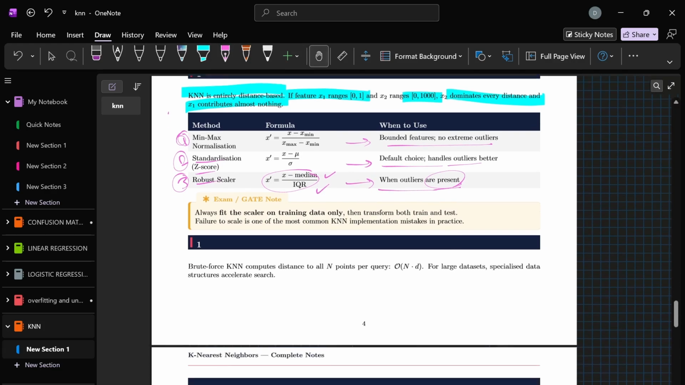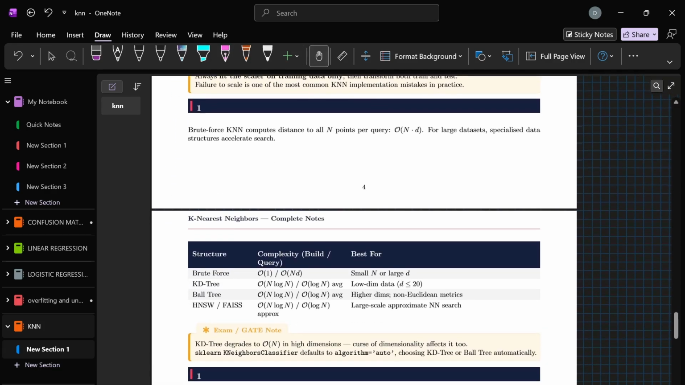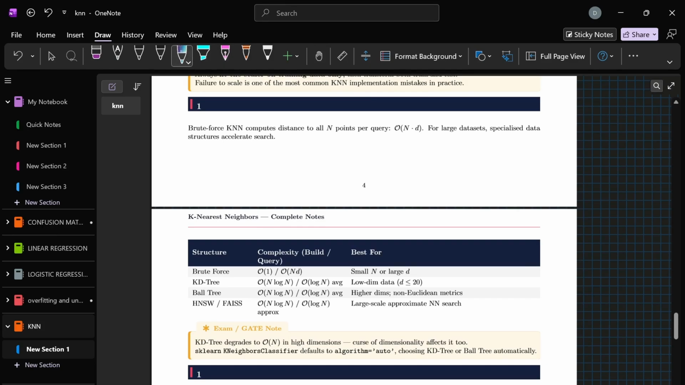Section 7 contains speed, brute force versus smart structures. That's a very quick topic about efficiency. Brute force KNN checks every single training point for every query. That's O of n times D per prediction, which is slow for larger data.